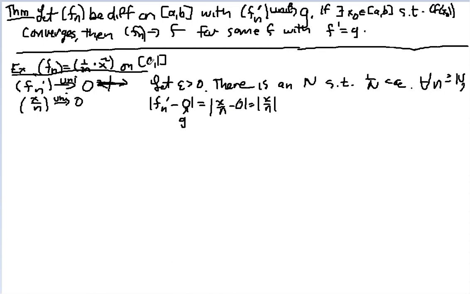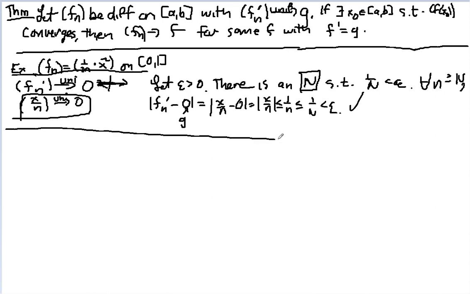Now remember, I'm just on the interval 0, 1. So the biggest this could possibly be is 1 over n. I could replace the x with the biggest thing it could possibly be, and that's less than or equal to 1 over capital N, which is less than epsilon. So give me an epsilon, I'm just going to find this capital N that works for every single value of x. So I've proved that this converges uniformly.